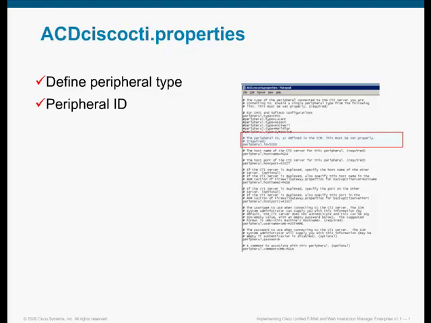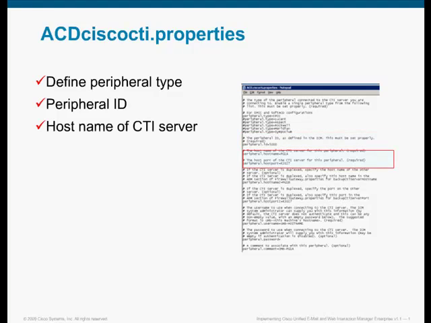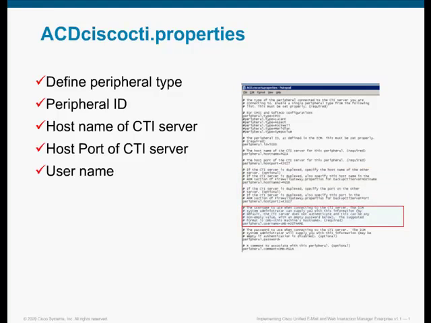Next, enter the peripheral ID. In our example, our peripheral ID is 5000. We will then enter the host name of the CTI server. Remember, you will need to create a host file on the Cisco CMB server. The host port of the CTI server, this default value is 42027. If your deployment is redundant, then enter the host name and port of the secondary PG.